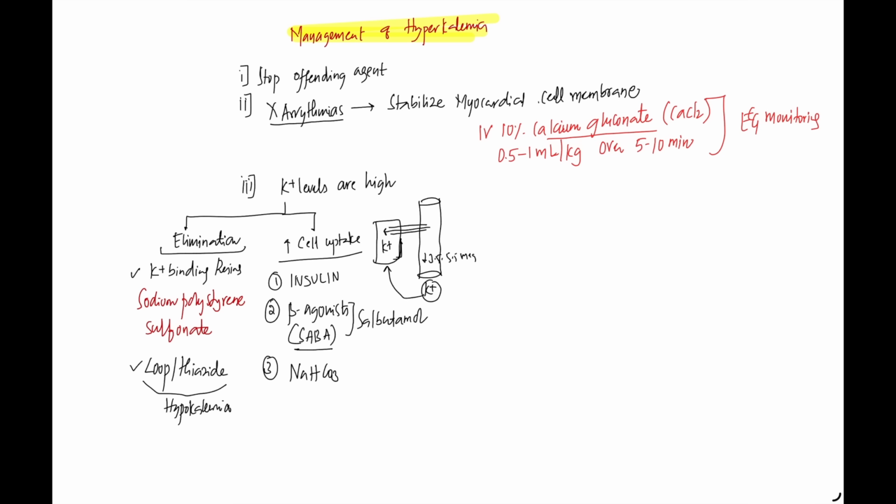In spite of that, if hyperkalemia is there, then the next best method, in very severe cases, is to go for hemodialysis. So we can easily try hemodialysis for severe symptomatic hyperkalemia cases. Right? So this is the treatment part.